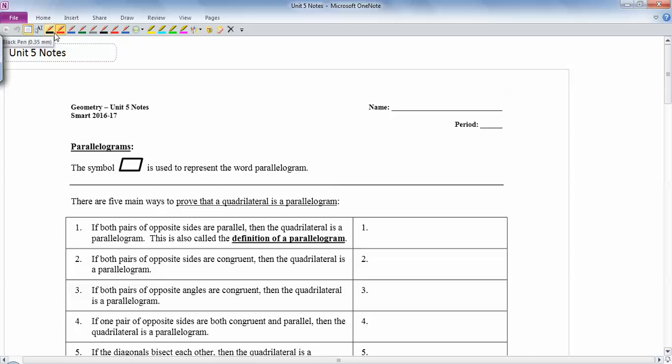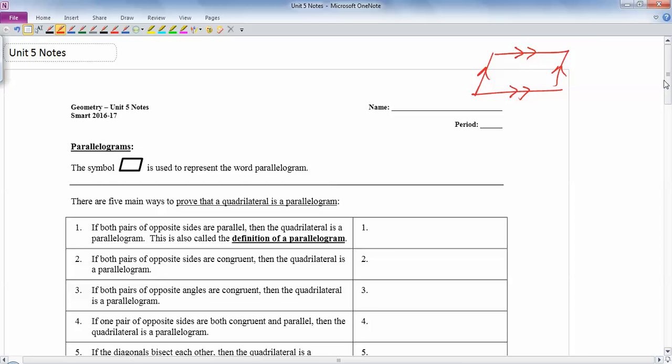Okay, so this is going to be basically the 5A notes, so intro to Unit 5, which is mainly about parallelograms. And you might remember parallelograms, the way that they're defined is you have a four-sided shape, so a quadrilateral, and the term parallel is important. The top and bottom are parallel, and the left and right are parallel. So both pairs of opposite sides are each parallel.